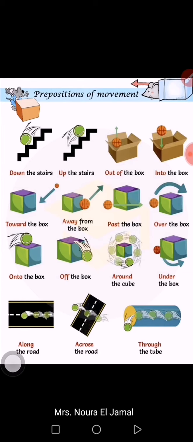Down the stairs, up the stairs, out of the box, into the box, toward the box, away from the box, past the box, over the box, onto the box or into the box, both of them are correct, around the cube, under the box, along the road, across the road, through the tube. Look at these pictures carefully. Look at them.